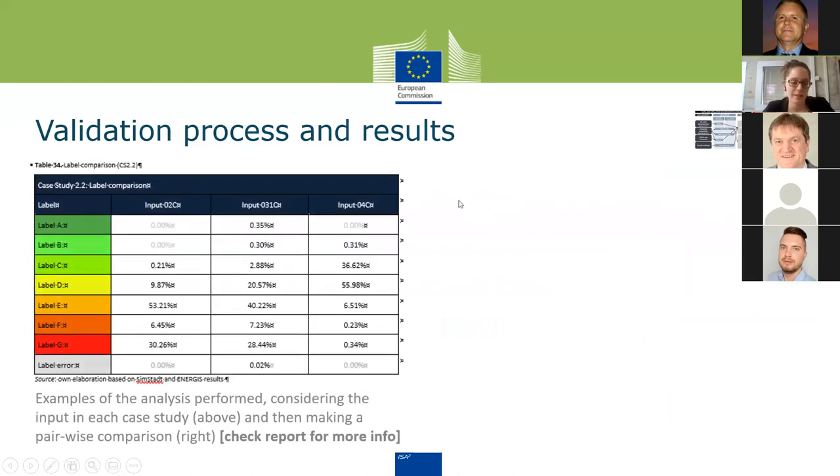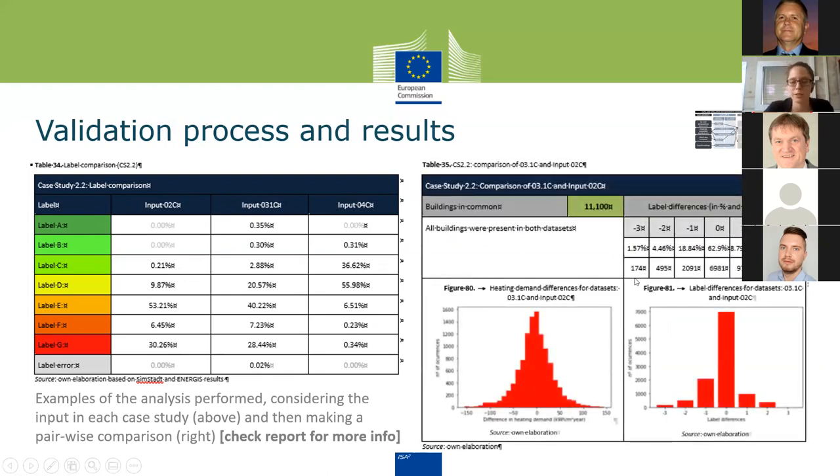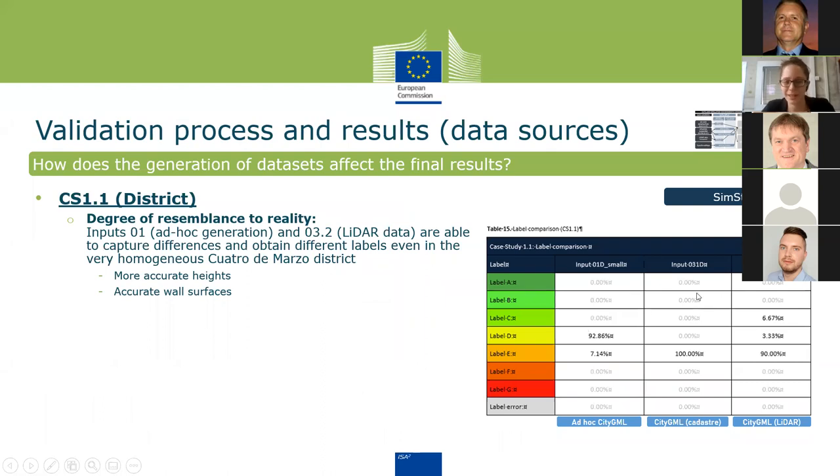What we did in each case is take the different inputs that we had and relate them to the labels and percentages of buildings that fell in each of the labels to have an overview. And we also did some pairwise comparison between the different inputs and the results obtained, to see what percentage of buildings have some label differences and so on. I invite you to read the report once it's available, but I will go through the main results now.